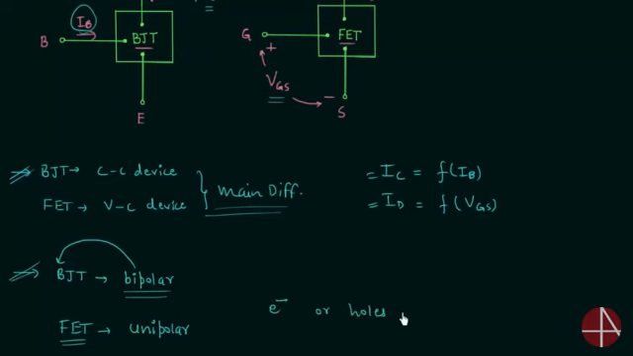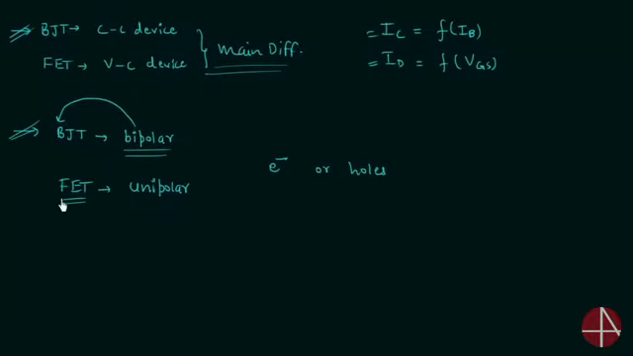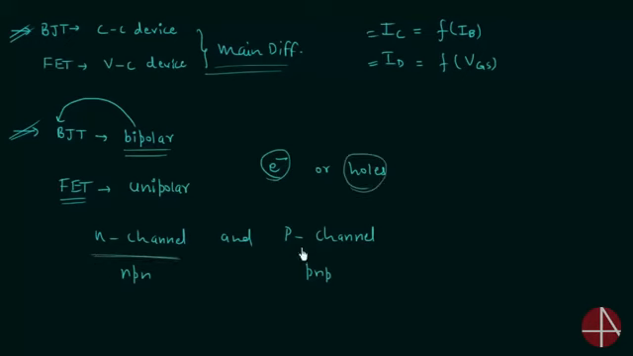Now we will move to the fourth point. In case of FET, we have N-channel FET and P-channel FET, like NPN transistor and PNP transistor. When the FET is dependent on electrons only, then we call the FET N-channel FET, and when FET depends only on holes, we call that FET P-channel FET.